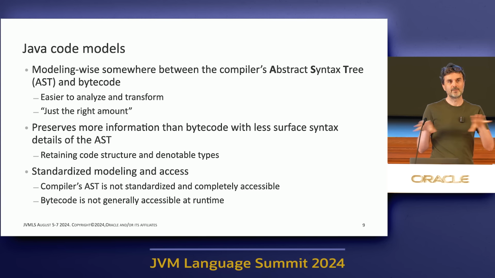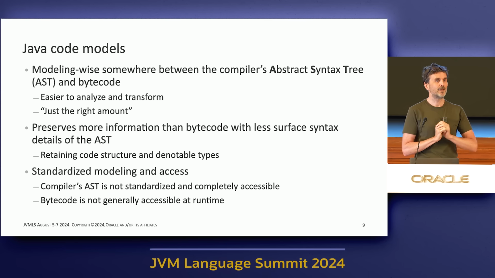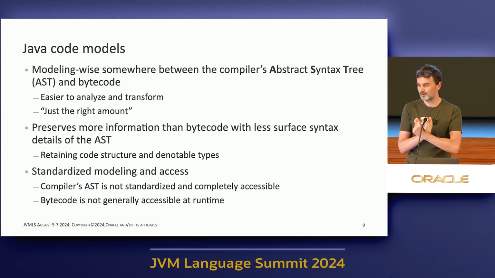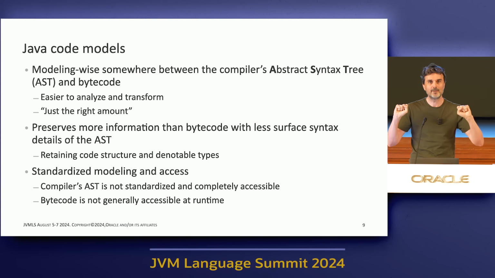So modeling-wise, these code models are somewhere between an abstract syntax tree and bytecode. They sort of sit somewhere between there. And so the idea is these things should be easier to analyze and transform. It's sort of just the right amount, the Goldilocks thing.